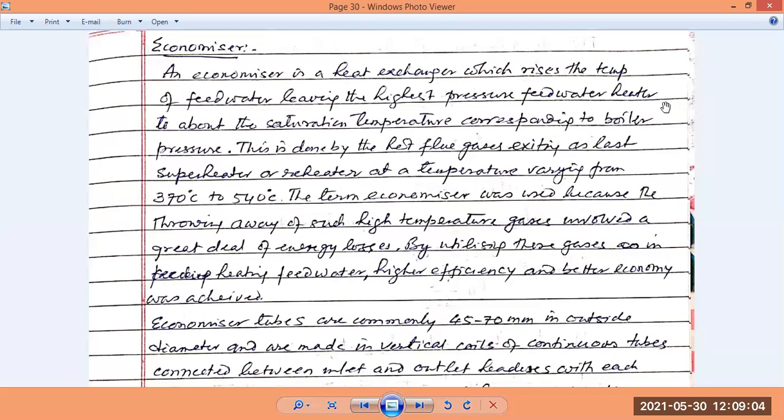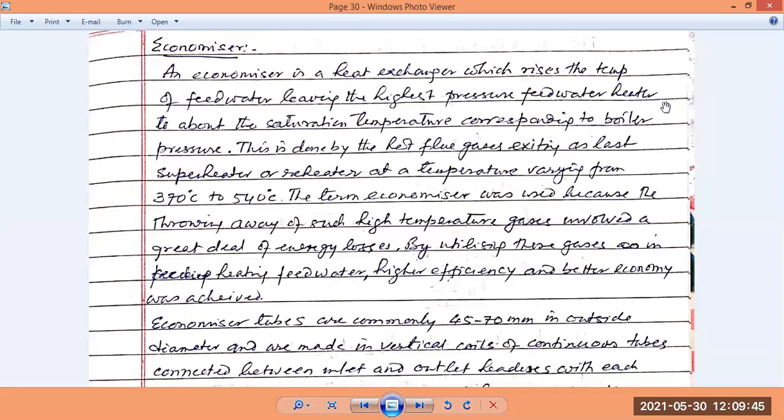So here the moisture will be totally saturated into the flowing water itself, and this is done by hot flue gases exiting the last superheater or reheater at a temperature varying from 370 to 375 degrees centigrade. So the hot flue gases come from the last superheater or reheater, then go to the economizer. The economizer is used because throwing out such high temperature gases involves a great deal of energy loss. So by utilizing these gases in preheating the feed water, higher efficiency and better economy are achieved.